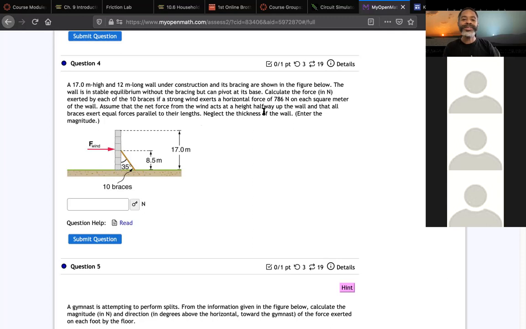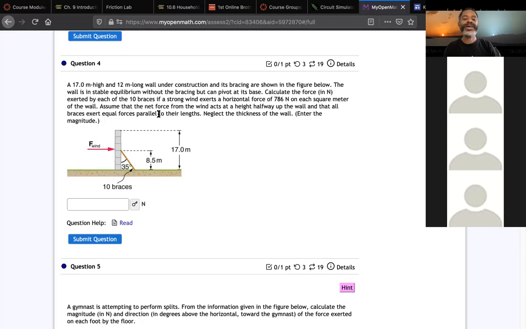Okay, so they want you to calculate the force exerted by each of the 10 braces, if there's a strong wind exerting a horizontal force of 786 newtons per square meter of wall, right? So this isn't really a force, this is a pressure, as we'll see later on in the course, because it's a force per unit area.